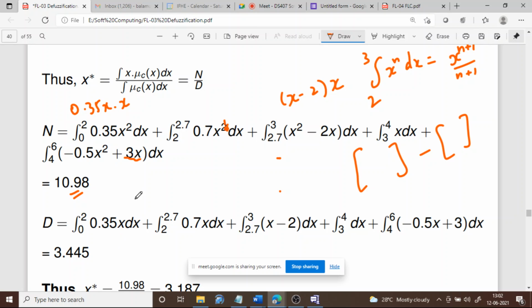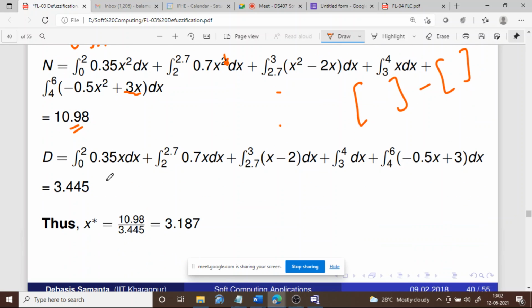Similarly, for the denominator part, we don't have that other x. We have only the integration of the membership function dx, that's it. If you work this out, here you will get 3.445.